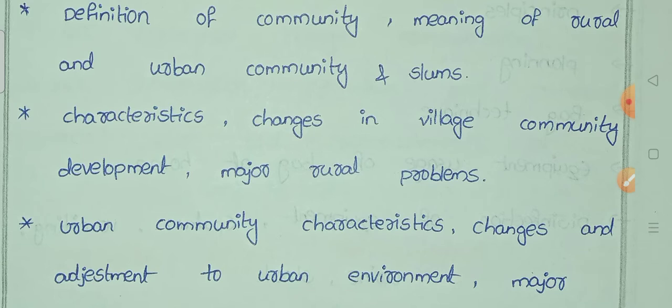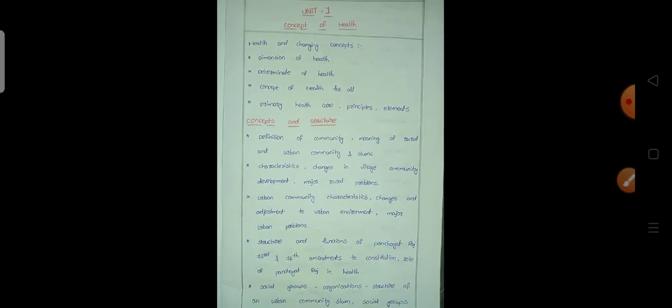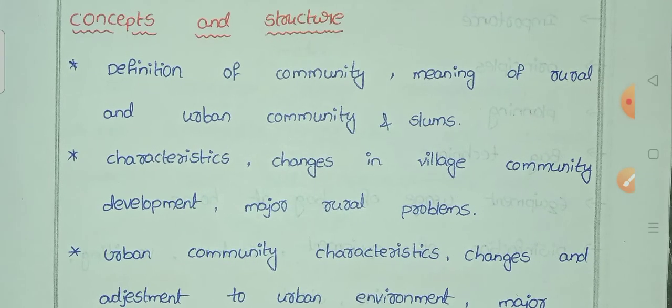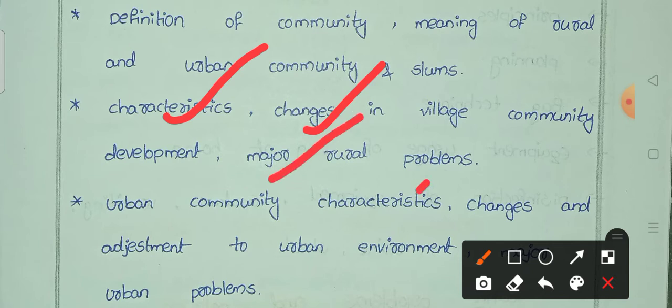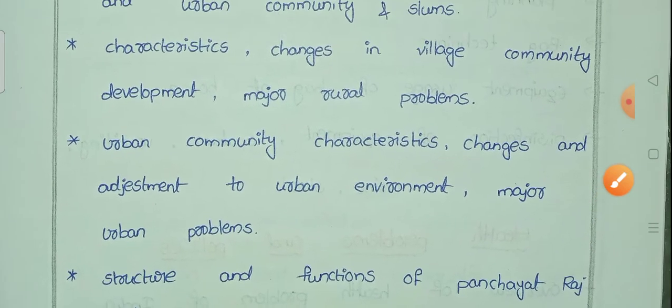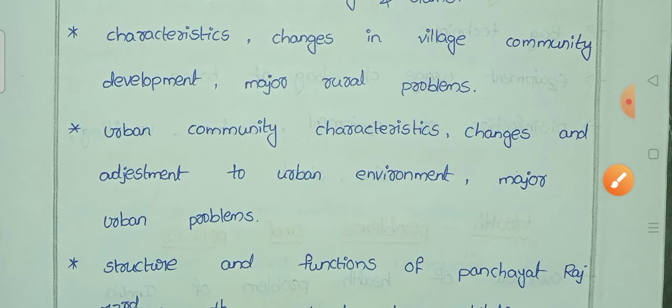They may ask the differentiation between the characteristics and changes of rural and urban people, the major rural problems and urban problems, and how we can prevent the problems. This way they may ask questions. So you have to know rural people's characteristics, problems and needs, and in the same way compare the urban people also.